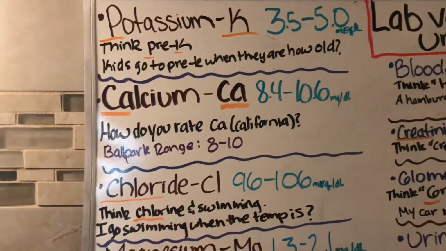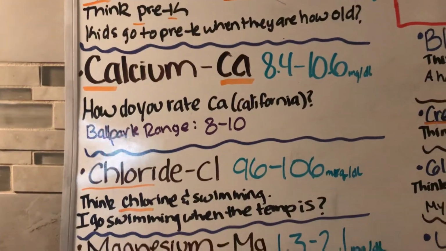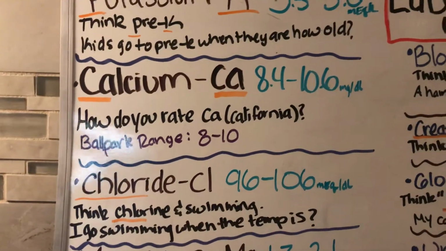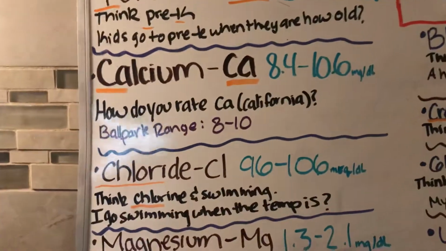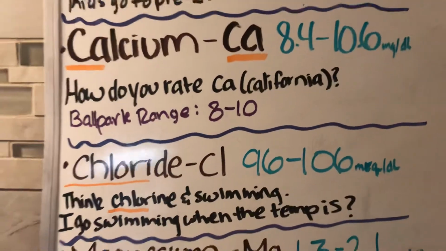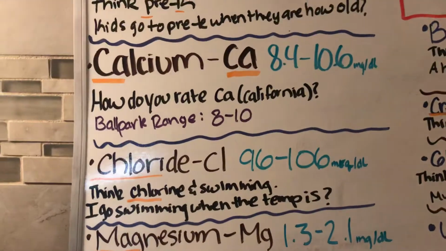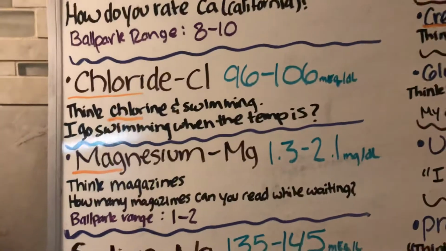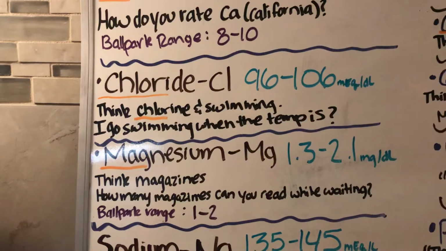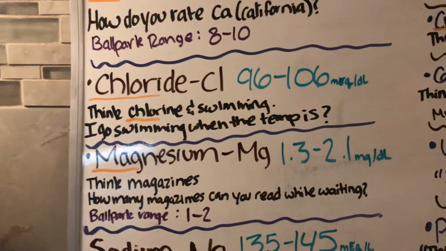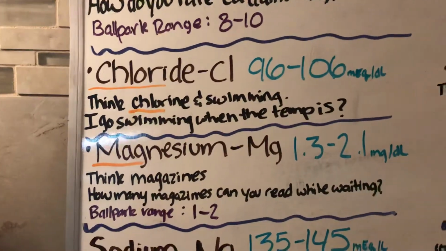Calcium. So calcium is Ca, and I think, how do you rate California? 8.4 to 10.6. And sometimes it's hard to remember those exact decimals, so I think of what I call the ballpark range. So I think of, well, if I can at least remember 8 to 10, I'm going to remember that for calcium. Next is chloride, Cl. So I think of chlorine and swimming. So I go swimming when the temperature is 96 to 106 outside. So that's how I remember chloride.